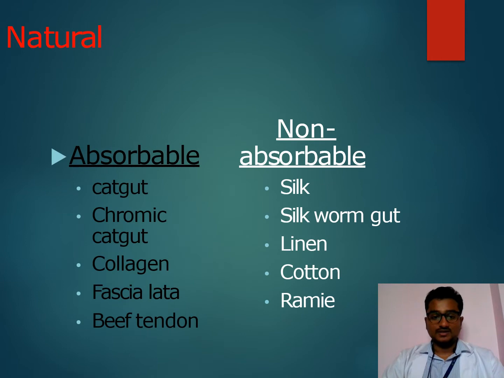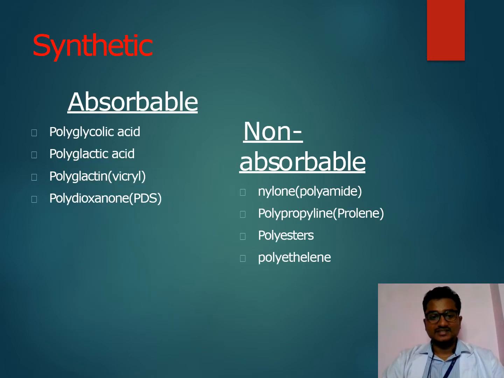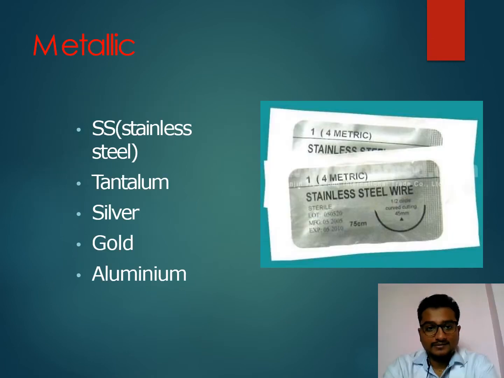Natural absorbable sutures are catgut, plain catgut, collagen, fascia lata, and beef tendon. Non-absorbable natural suture materials are silk, silkworm gut, linen, cotton, and ramie. Synthetic absorbable suture materials are polyglycolic acid, polylactic acid, polyglactin, and polydioxanone. Non-absorbable synthetic suture materials are nylon, polypropylene, polyester, and polyethylene. Metallic are stainless steel, tantalum, silver, gold, and aluminium.